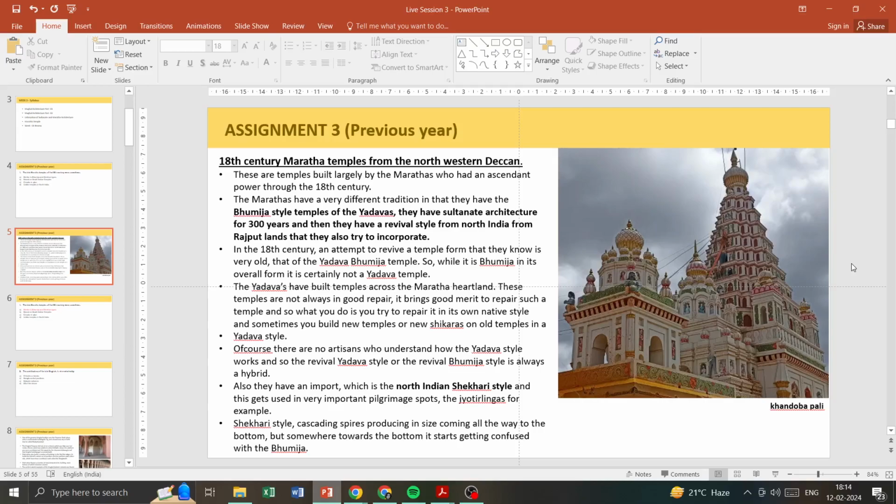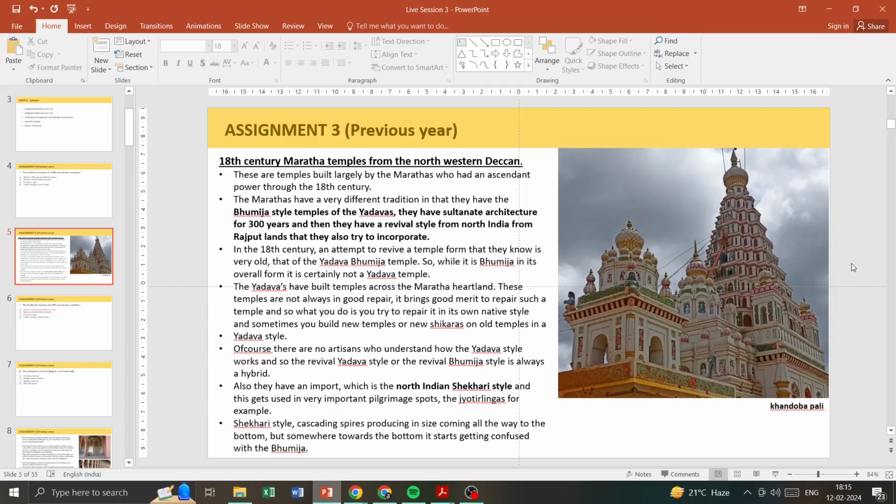In the 18th century, there was an attempt to revive a temple style that they know is very old, that is the Yadav Bhumija style. While it is Bhumija in its overt form, it is certainly not a Yadav temple. So in the 18th century, they started reviving their old temples, which were Yadav Bhumija temples. But during the reviving of the temples, you see that the overall form did not stay completely Yadav. It was more like a hybrid. The Yadavs built temples across the Maratha heartland.